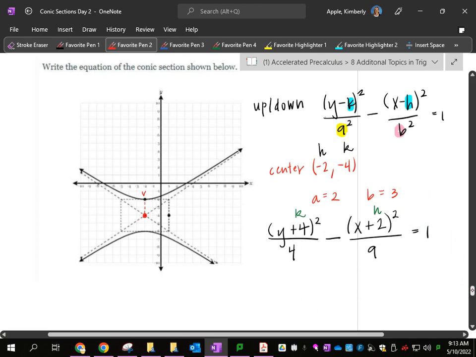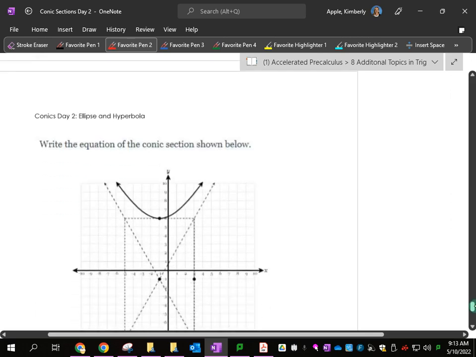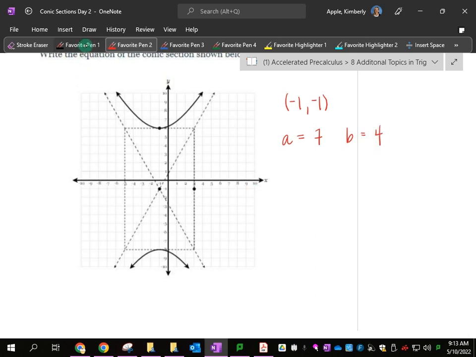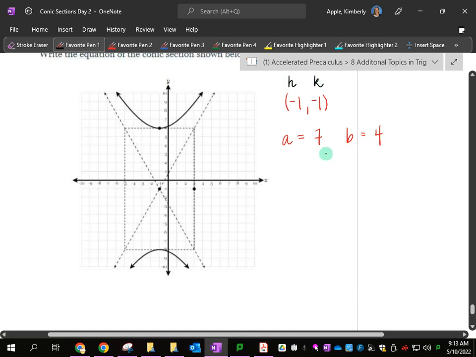That's right, one more. This is another up, down, open. Center is -1, -1. What's A? 7. What's B? 4. And now we're just going to put it in. This is H. This is K. What would it be? Let's try to do it. Y plus 1 squared minus x plus 1 squared, 49, 16. Beautiful.